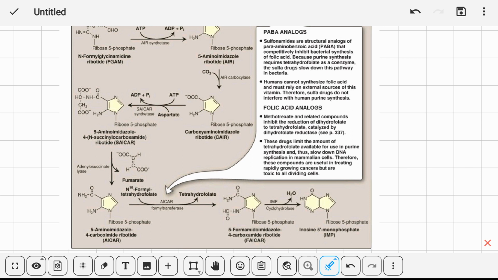It's easy. Then CAIR is acted upon by SAICAR synthetase to form SAICAR. SAICAR is then converted into AICAR by adenylosuccinate lyase, and AICAR is then converted into FAICAR by AICAR formyl transferase, and 10-formyl tetrahydrofolate will be utilized here. FAICAR is then converted into IMP by the IMP cyclohydrolase enzyme. So till now we have got IMP.